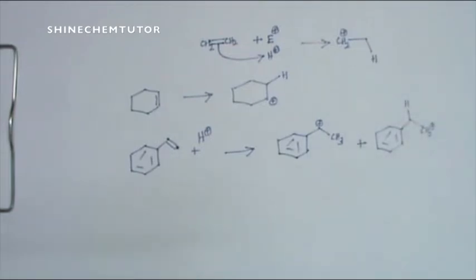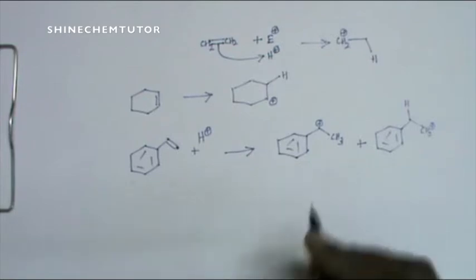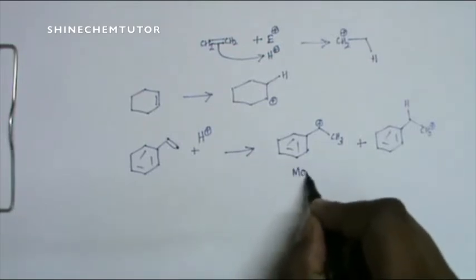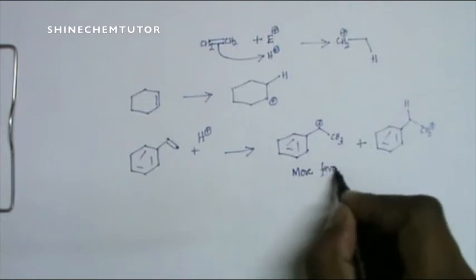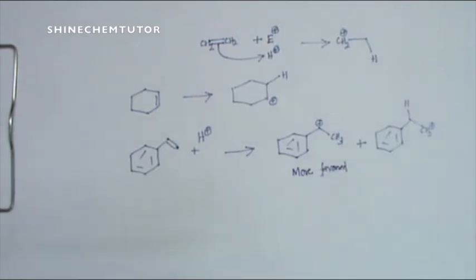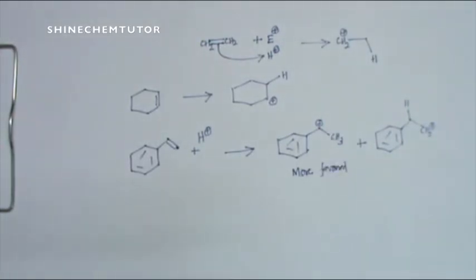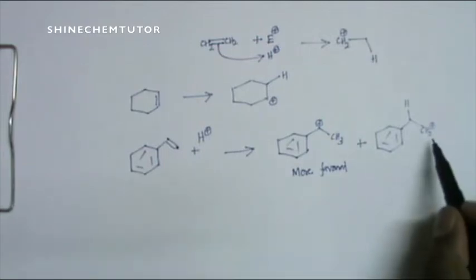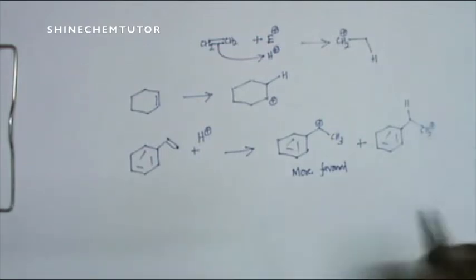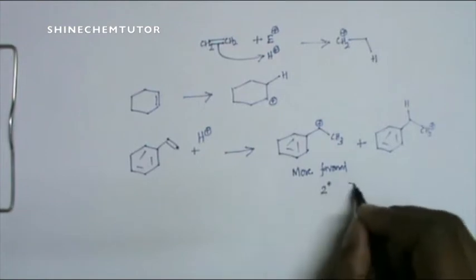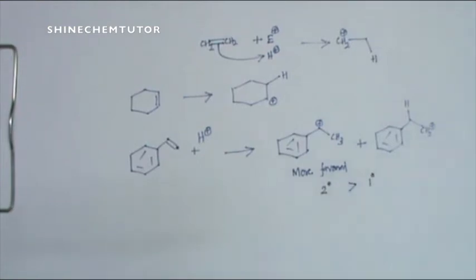Now, which one will be more favored? First one or second? The first one is more favored compared to the second one. The reason is very clear. In this case, I have got a benzyl cation or secondary carbocation. In the second one, I have got a primary carbocation. Secondary carbocation is more stable compared to primary carbocation. So this will be more favored.